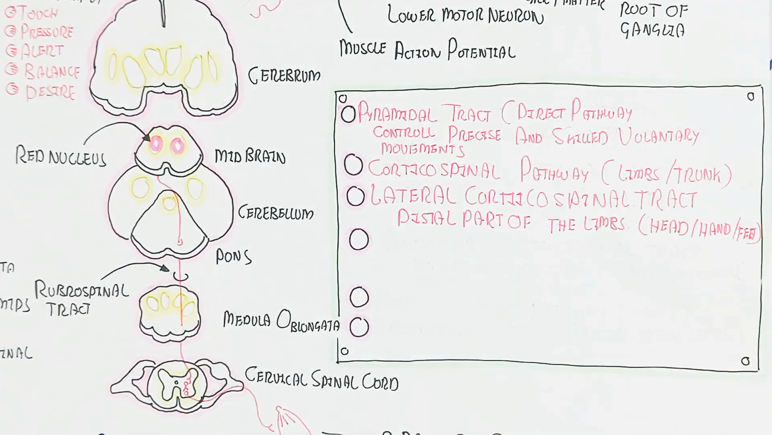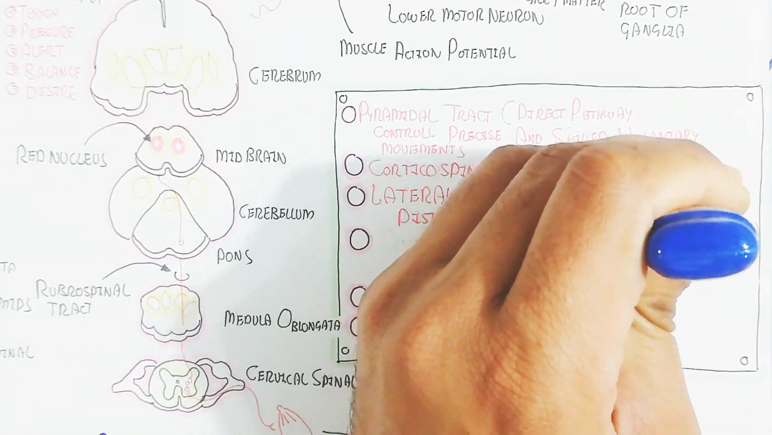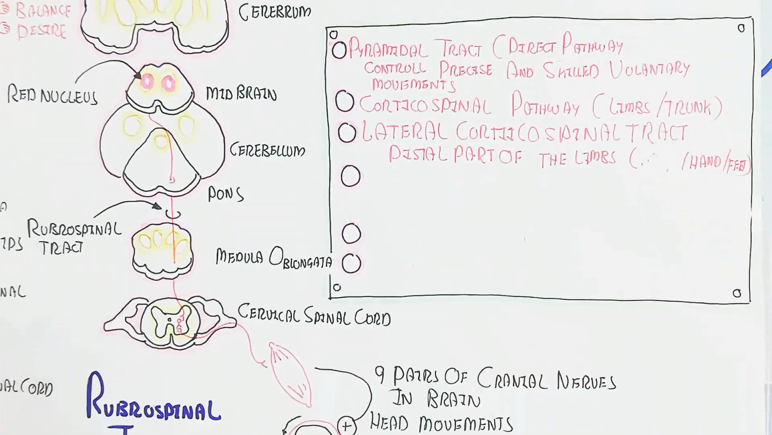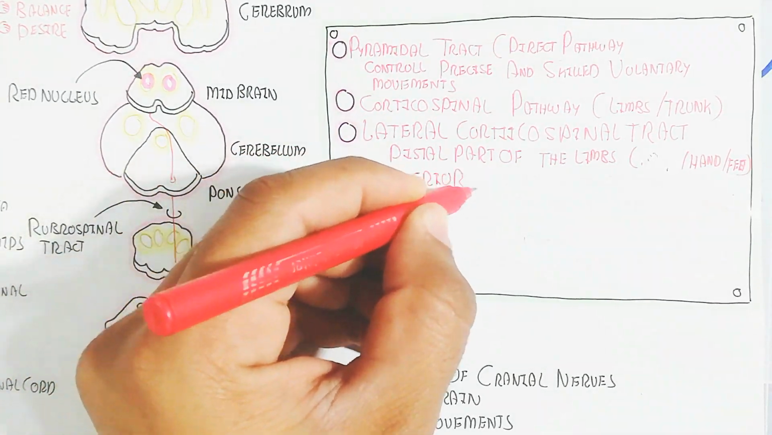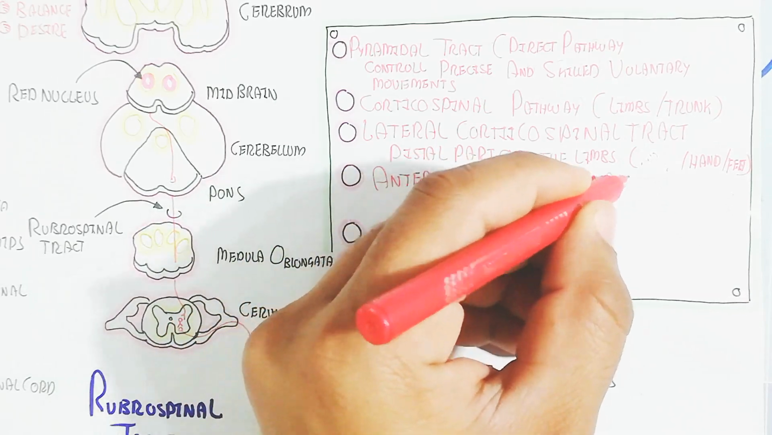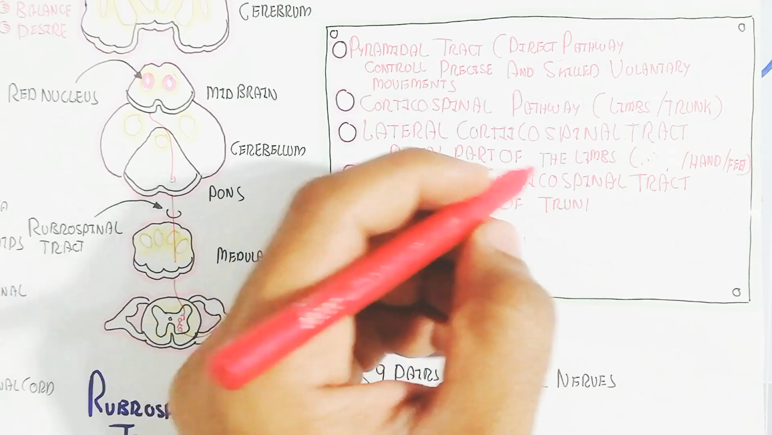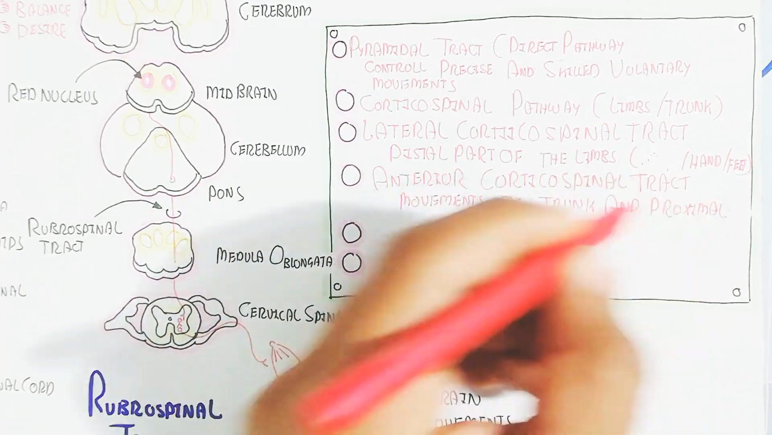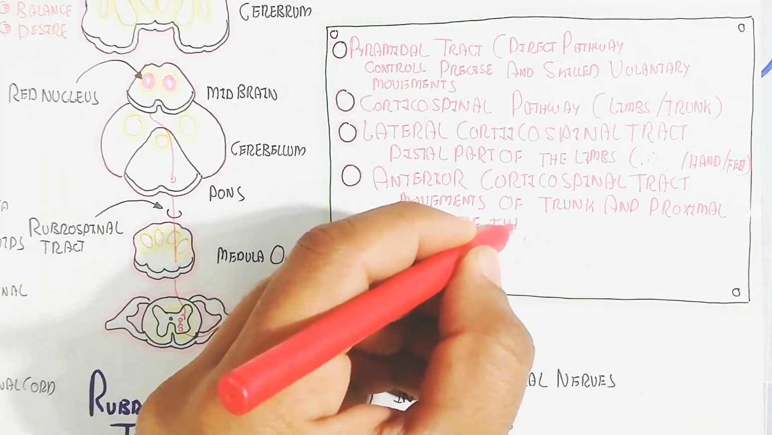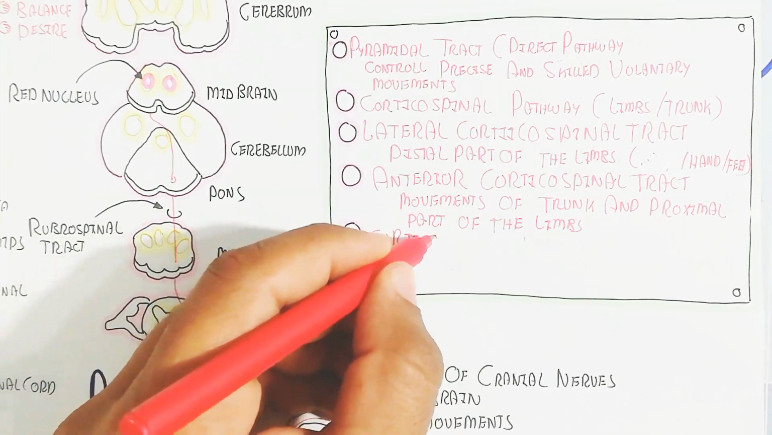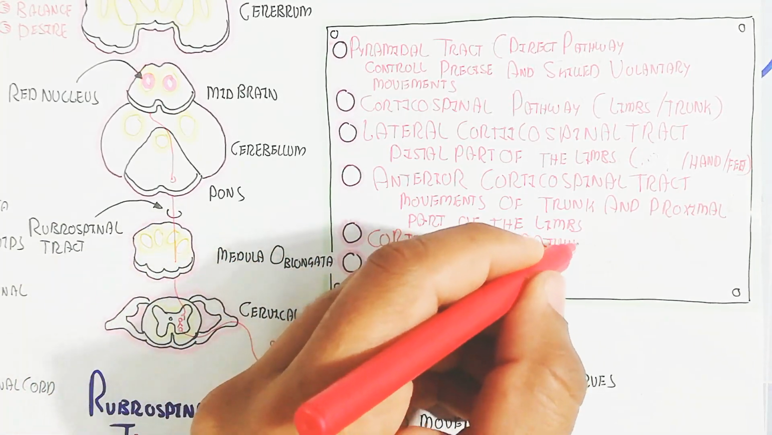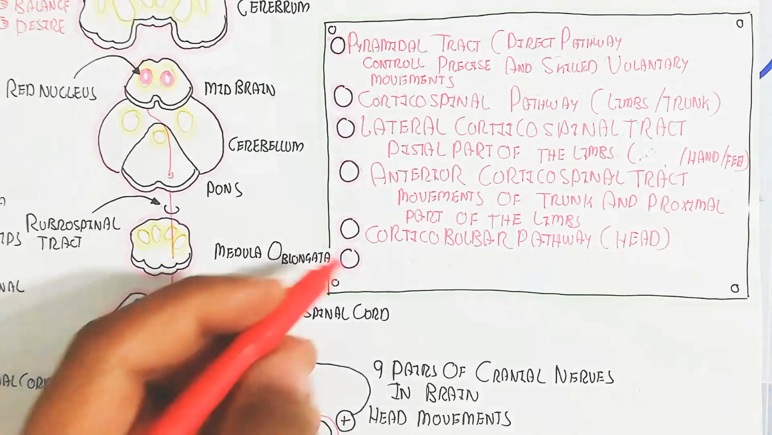The lateral corticospinal tract is for the distal part of the limb, hand and feet, and the anterior corticospinal tract is for movement of the trunk and proximal part of the limbs. The corticobulbar pathway is used for head movement, and the rubrospinal pathway is for the distal upper limb. So the distal upper limb is involved for this.